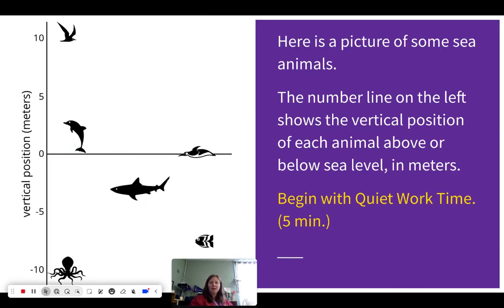So here's a picture of some sea animals. The number on the left side shows the vertical position of each animal, in sea level meters. So what you're going to do, all of you, is work on this together, or you can work on it independently and talk about it. It's kind of up to you how you choose to do it.